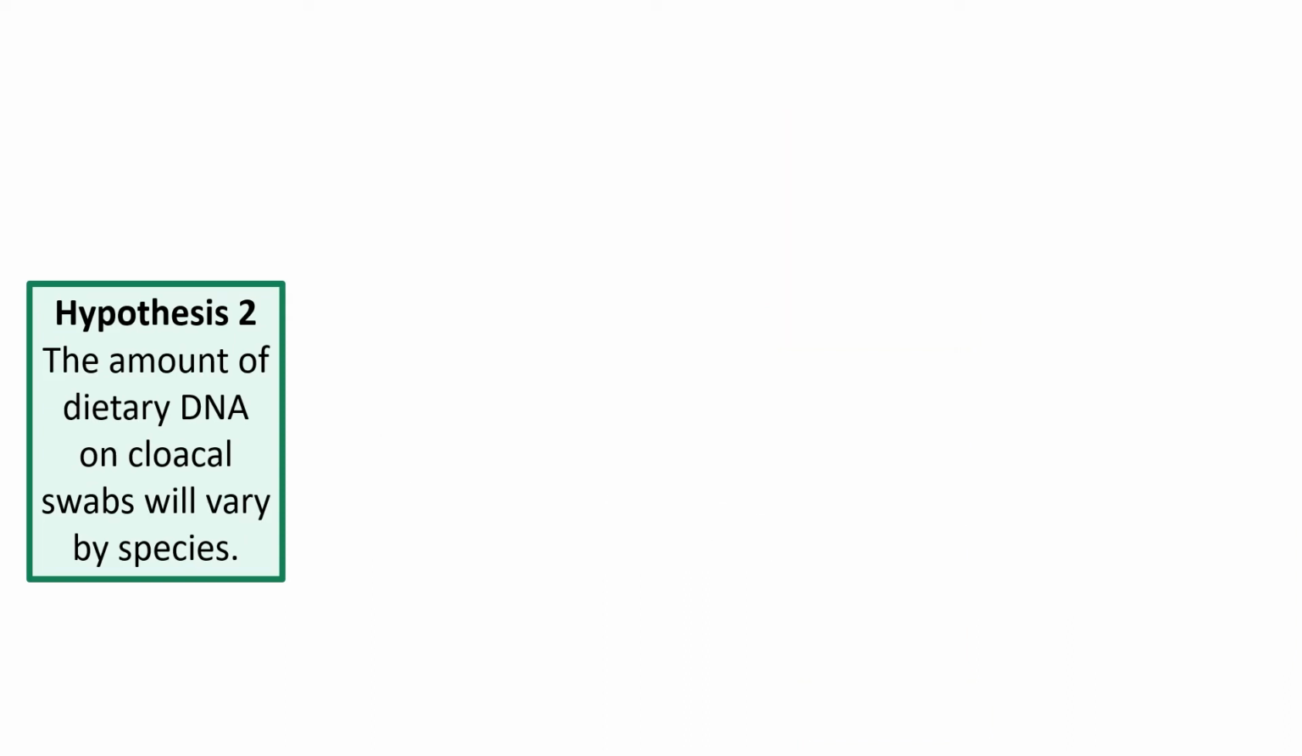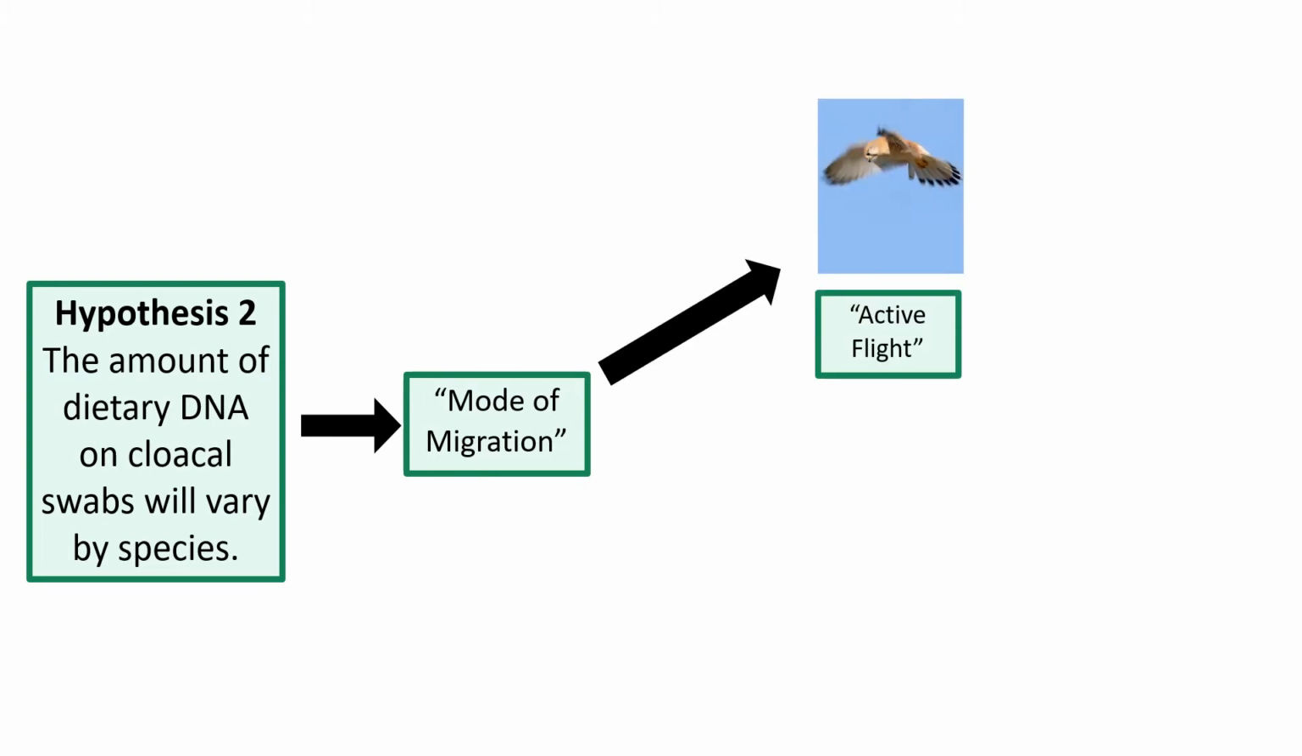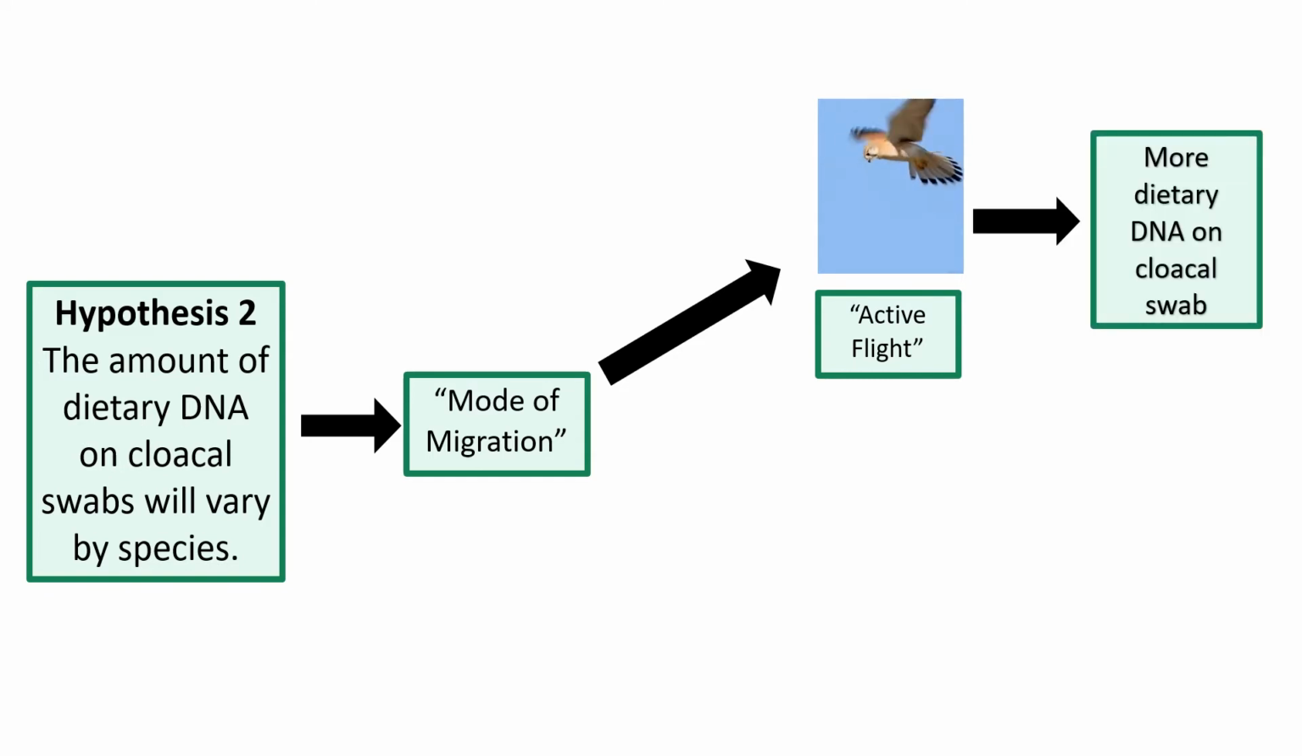Another way that raptor species differ from one another is the way that they fly during migration. I'll just call this mode of migration today. So some raptors, like falcons, migrate with an active flight, by which I mean they have to flap their wings a lot when they're flying. And this is a very energetically costly type of flight. So I expected that these species would need to feed frequently during migration, and that because they were feeding frequently, their swabs would have more dietary DNA detected.